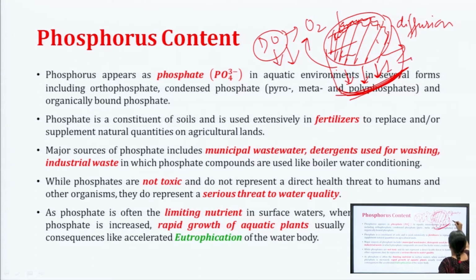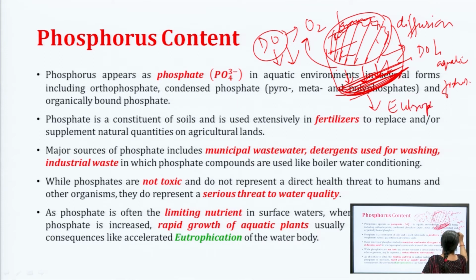Because of that, with the DO level very low, your aquatic life, like fishes and all, they will start dying off. And in fact, this water body will slowly start dying. At the same time, sedimentation will happen, so this water body will start filling up. So, whatever is happening is called eutrophication.